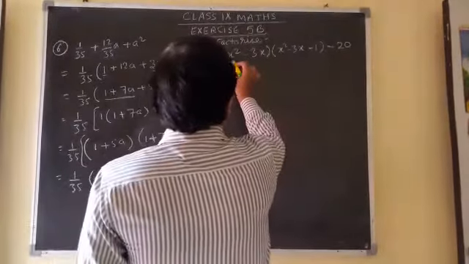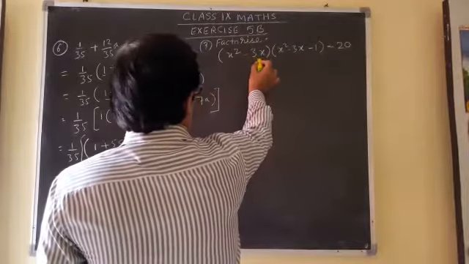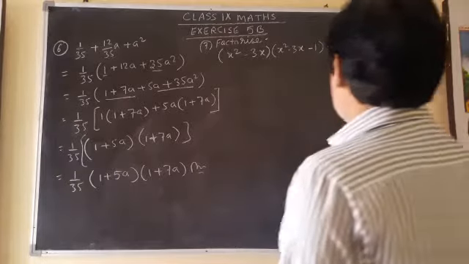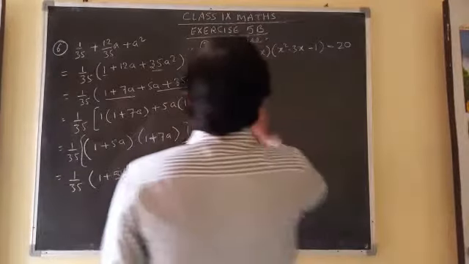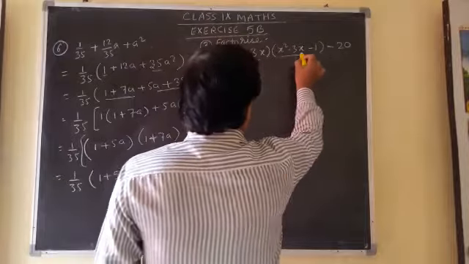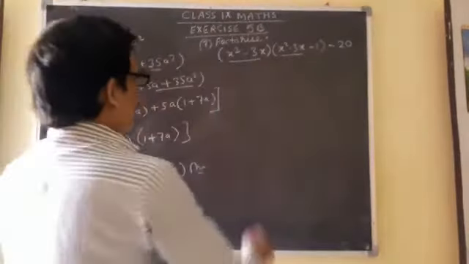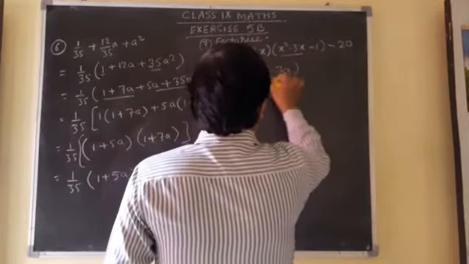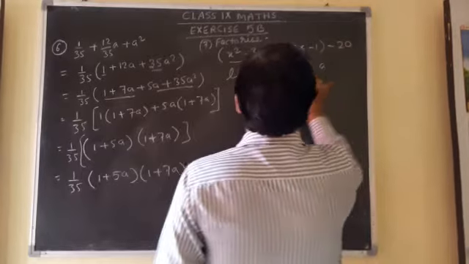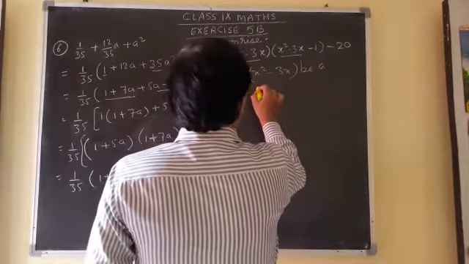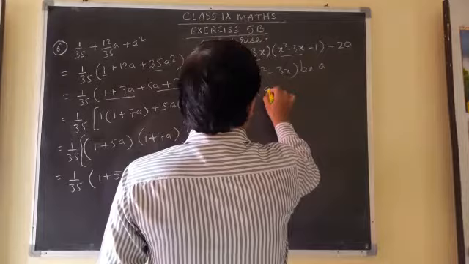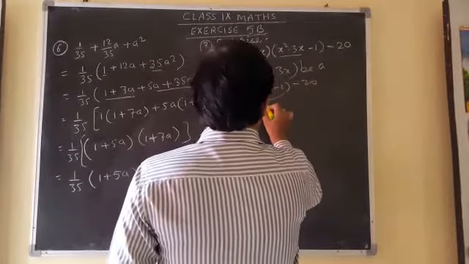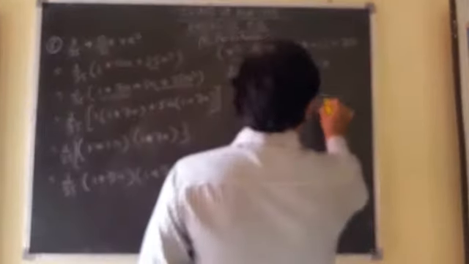In the next question, you will find that x square minus 3x, we have to factorize this question: x square minus 3x minus 1, minus 20. Dear students, you will find that these expressions are the same on both sides. So we will assume it here. Let x square minus 3x be a. Now we will write it like this: a into a minus 1 minus 20. Now we will multiply it like this: a square minus a minus 20.